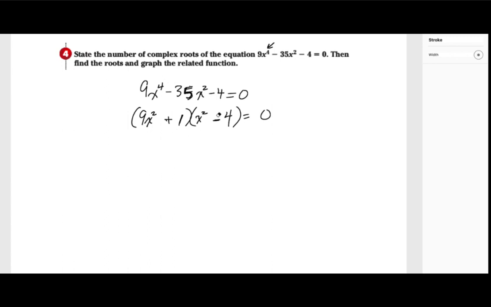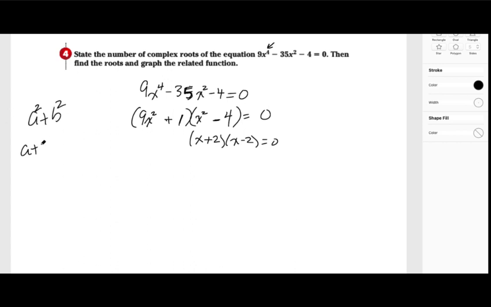And then now they want us to find the roots and graph the related equation. Okay, so we've got to find the roots and we've got to find the related equation. But first we need to factor this out completely. So I can continue factoring this to x plus 2 times x minus 2. But the next thing for me to consider is how to factor that part over there, how to factor the 9x squared plus 1. So I could see if there's some way for me to use that a squared plus b squared can be factored into a plus bi times a minus bi.